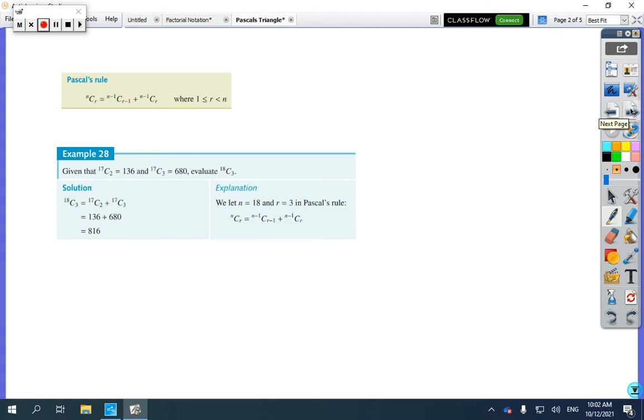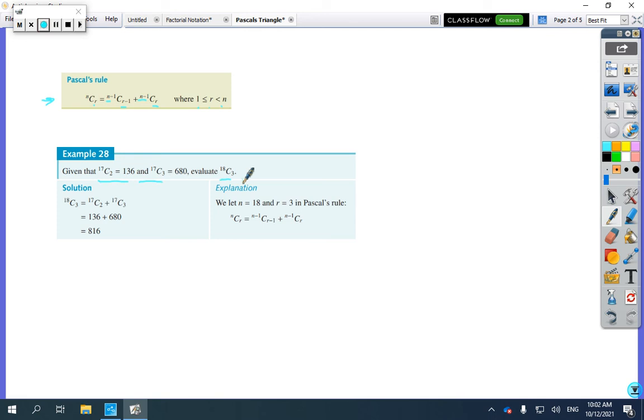Okay, there's another part of Pascal's rule, which again may not be useful, but nCr is also equal to (n minus 1)C(r minus 1) plus (n minus 1)Cr, where r is between 1 and n. So this number has to be less than n and has to be at least equal to 1 as well.